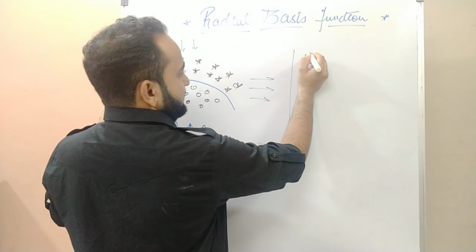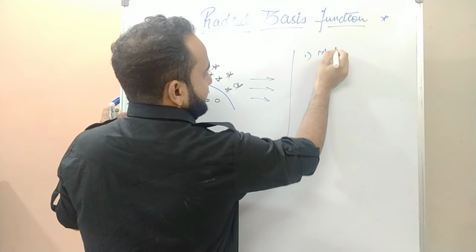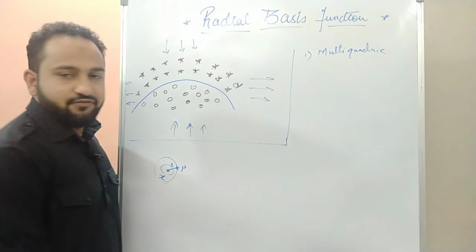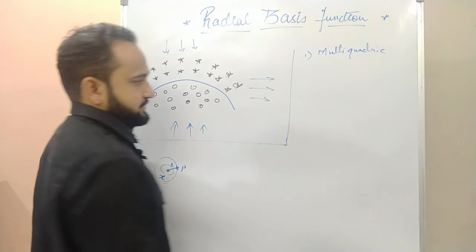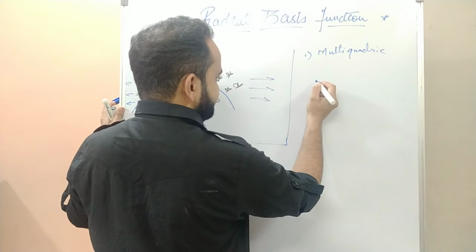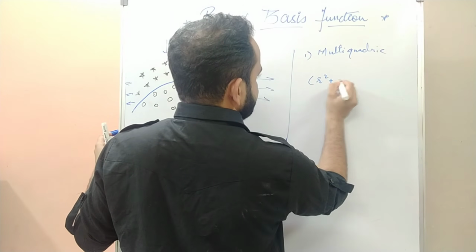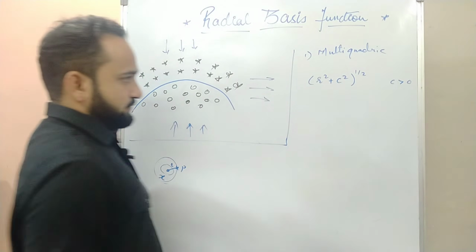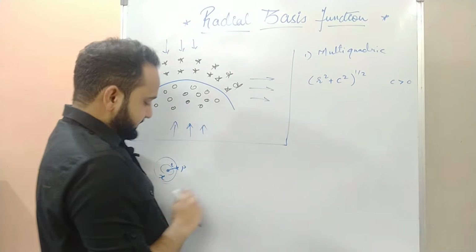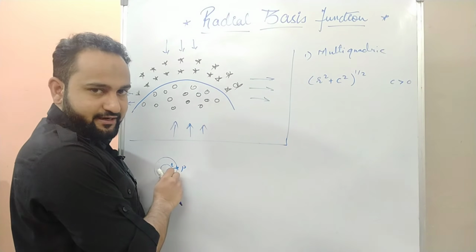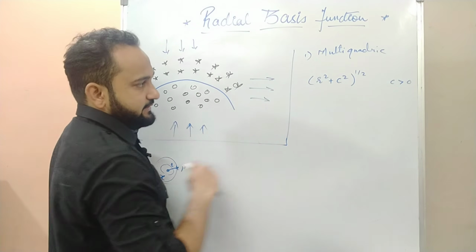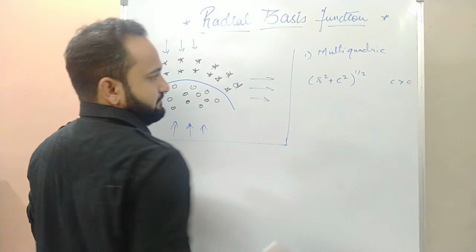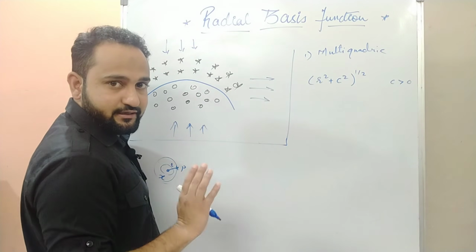The first function that your RBF uses is multi-quadric. The name of the function is what? Multi-quadric function. So the equation of this function is (r square plus c square) raised to half, where the value of c is greater than 0. Now see the meaning of r. R is the radius, the distance from the center to the given point. What is c? Any constant value, raised to 1 by 2, where the value of c should be greater than 0.